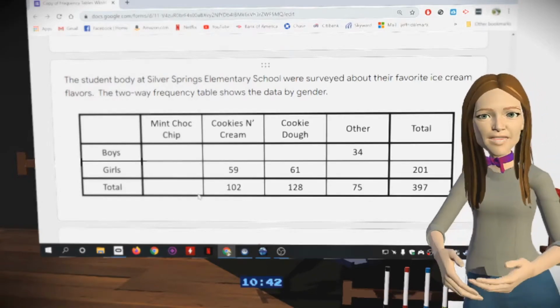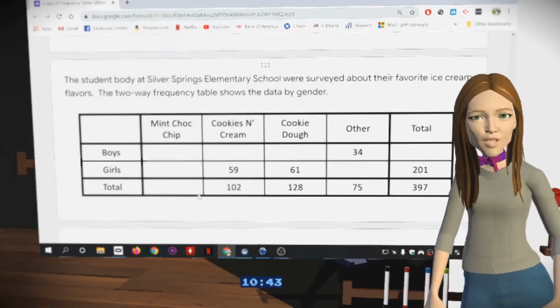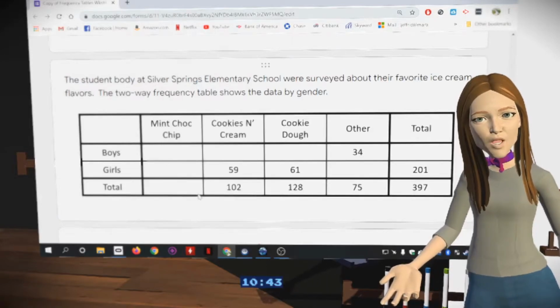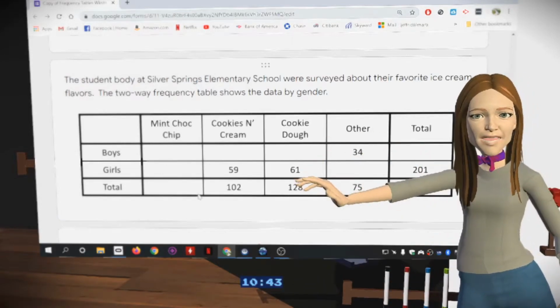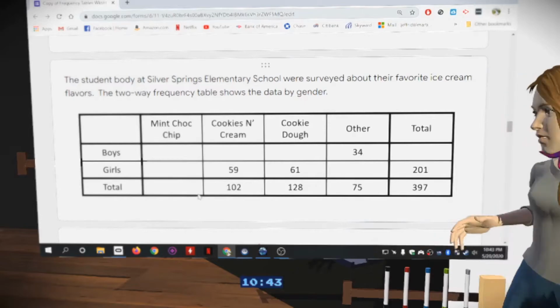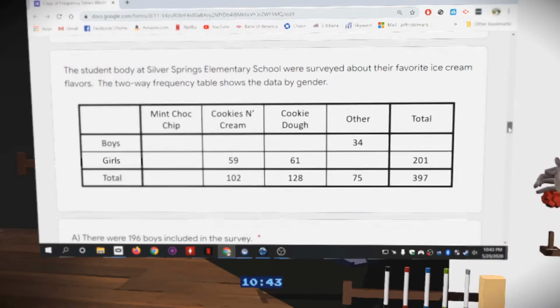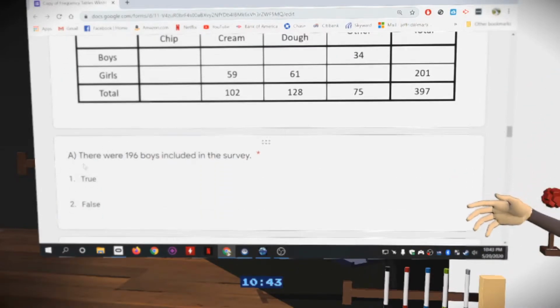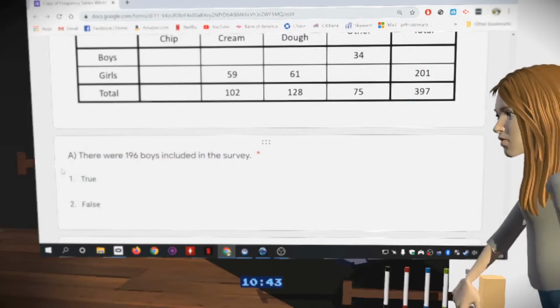So again, figure out what you want to do in what order. If you just want to answer the questions, or if you'd like to fill out the table first and then answer all the questions. All right, so we're just going to answer the questions here together. So these are all true, false for this section.